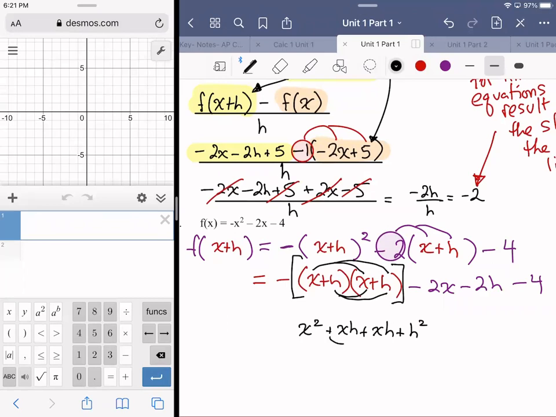We have our like terms, understood coefficient of 1. 1 plus 1 is 2. So you have x squared plus 2xh plus h squared. And that whole thing is getting multiplied by -1. All right, that's this negative sign. But I'm going to tuck that little 1 in front. And then everything else is going to come along for the ride.